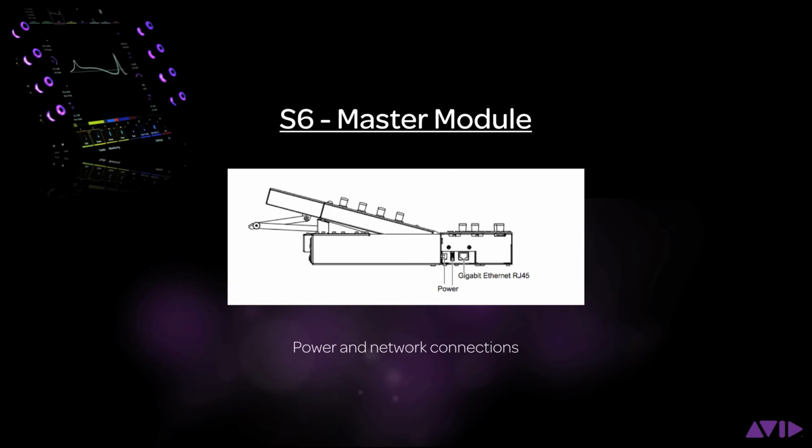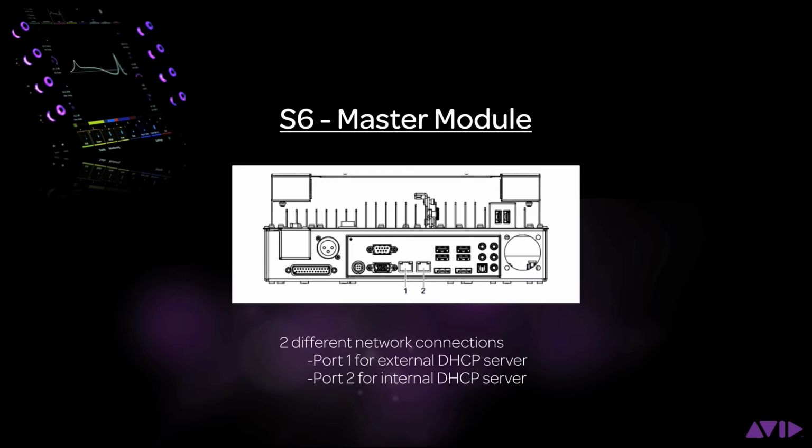The master module has two power and two network connections. The two power connections and one of the network connections are located underneath the module. The second network connection is connected to the rear panel of the master module. There are two ports to choose from. Port 1 is used if you're using an external DHCP server, and port 2 is used if you want to use the master module to be the DHCP server.